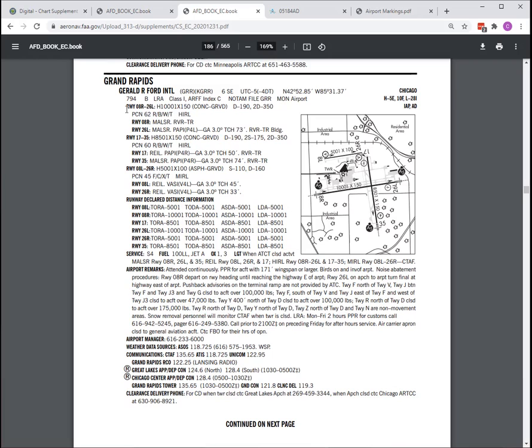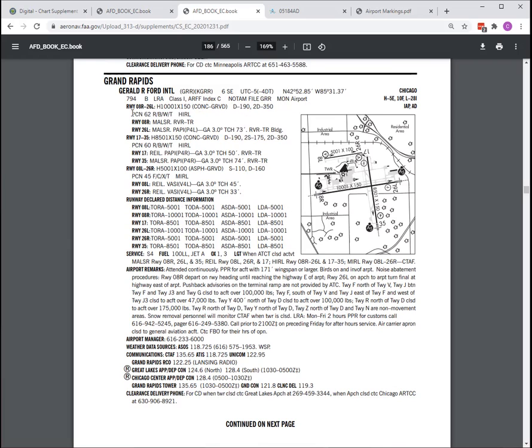So next we have information about the runways. So here we have runway 8 right, 26 left. So that's the long one. The first thing it gives us is the length and width. So we have a 10,001 foot by 150 feet. It tells us the type of material it's made out of. So we have concrete and it is grooved.